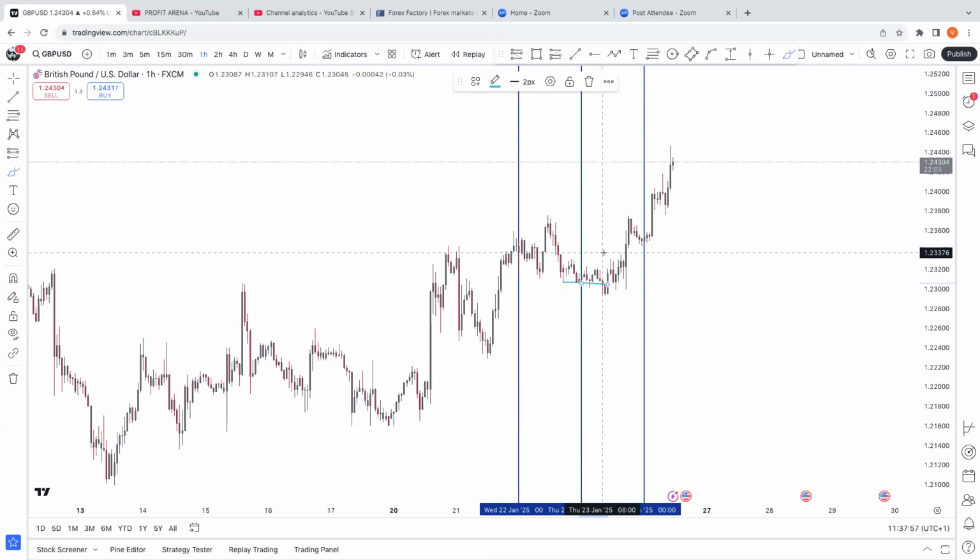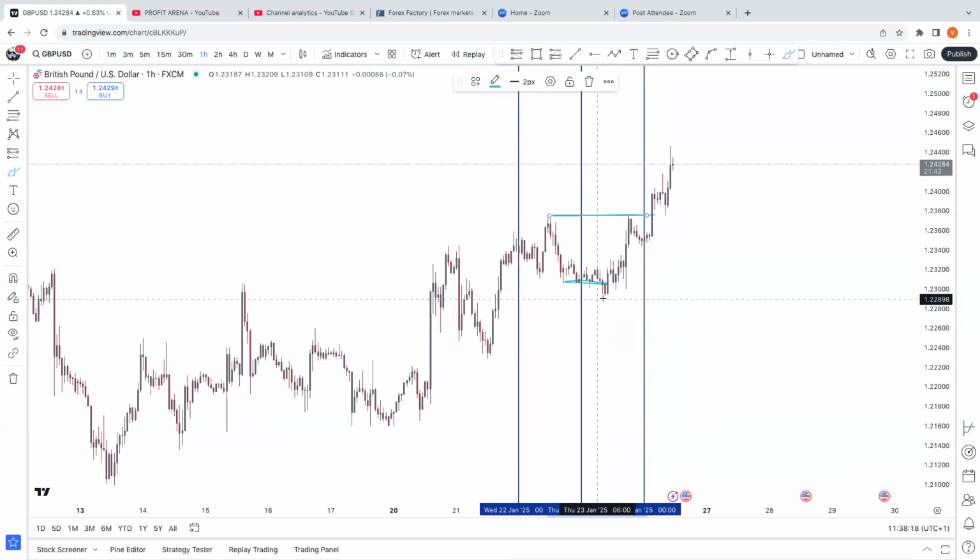And look at what price did again that same day. This was the high of the 22nd. Look at what price did. Price eventually came and took out the high, right? So below the low of the new day is liquidity, and above the high of a new day is also liquidity.